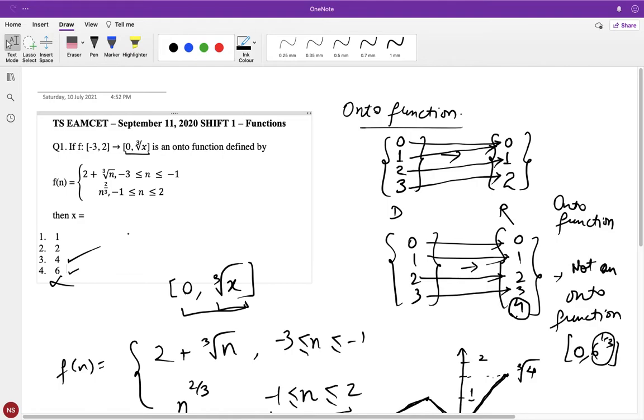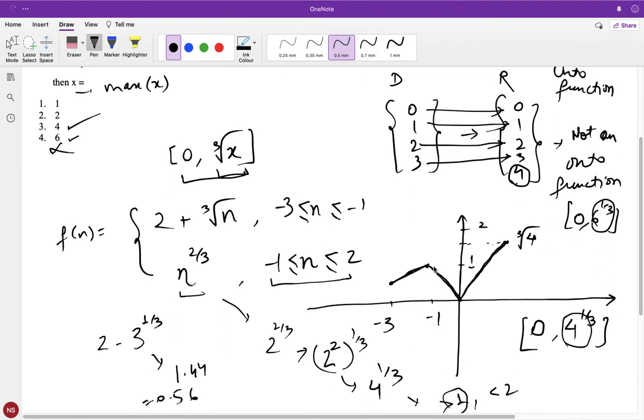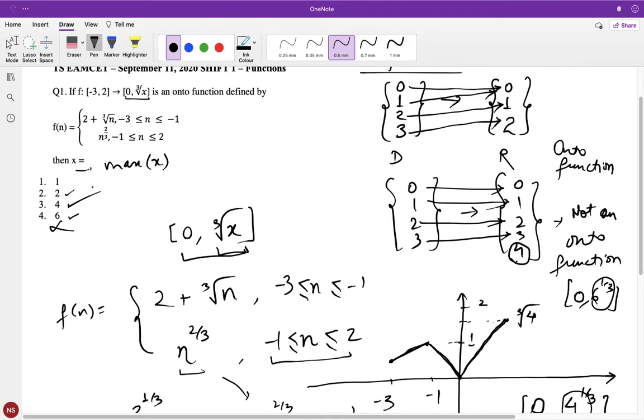But there's a catch in this problem. I think the maximum value of x should have been something like this, because even if x was 1, the cube root of 1 is 1, so it would have been 0 to 1. And as you can see, from 0 to 1, all of the values are present, right? All of them have a corresponding value in the domain. Even for 2 raised to the power 1 by 3, maybe somewhere around here, that also is an onto function. So it should have been maximum value of x, I think.